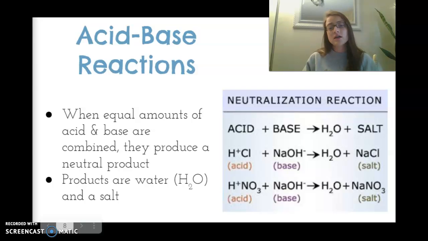Acid-base reactions, hopefully you should know this, but when equal amounts of an acid or base are combined, then you're actually going to produce something neutral. So that should make sense because they balance each other out. And the neutral product that they're going to create is actually water. That's one of the products.